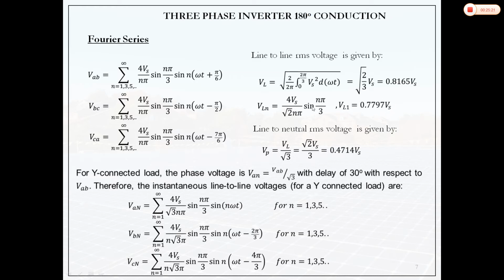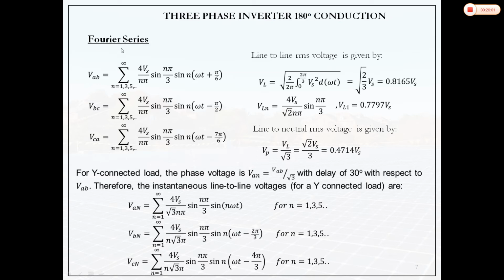Okay. Similarly, if you want to find the RMS value of the fifth harmonic component, you have to substitute n is equal to 5 here. So that will be 4 Vs upon root 2 times 5 pi into sine 5 pi by 3. So you can find the fifth harmonic component RMS value. Okay. Similarly, we can find the line to neutral RMS voltage. In a star connection, as we know, the phase voltage will be line voltage divided by root 3. So if we divide this value by root 3, we will get the RMS value of the phase voltage.